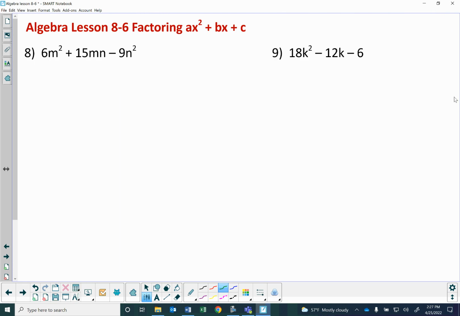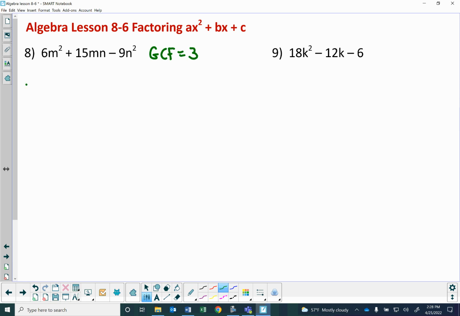All right, 2 more examples. 6m squared plus 15mn minus 9n squared. Ooh, look, we have m's and n's. We have 2 different variables in this one. Don't let it confuse you. It's still the same process as we did before. So I'm looking for a GCF. Looks like 3.